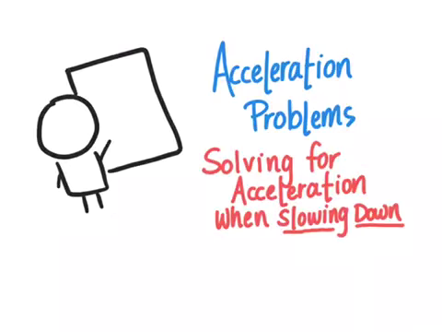In this video, we're going to look at an acceleration problem where we solve for acceleration, but where an object is slowing down. So we're going to use our standard acceleration formula. Acceleration equals final velocity minus initial velocity divided by the time.